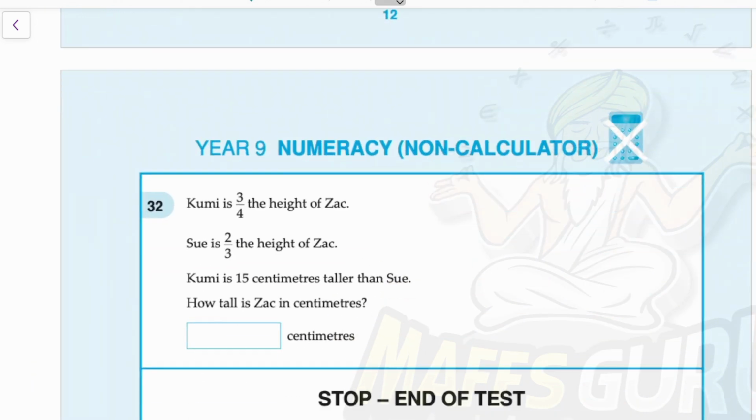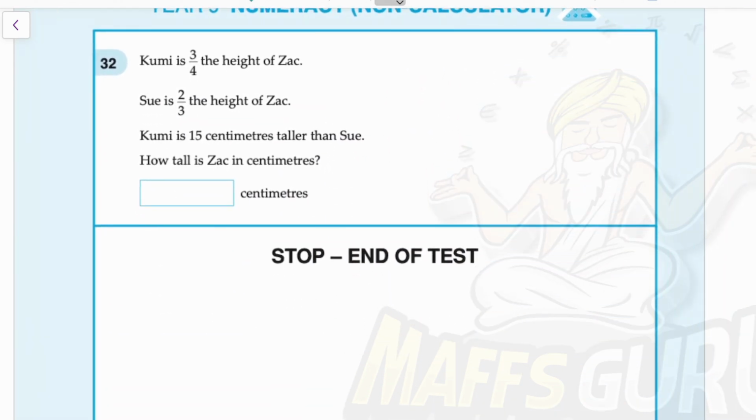So again, this was just knowing a little bit about perimeter. And the last question is, Kumi is 3/4 the height of Zach. Sue is 2/3 the height of Zach. Kumi is 15 centimeters taller than Sue. How tall is Zach?